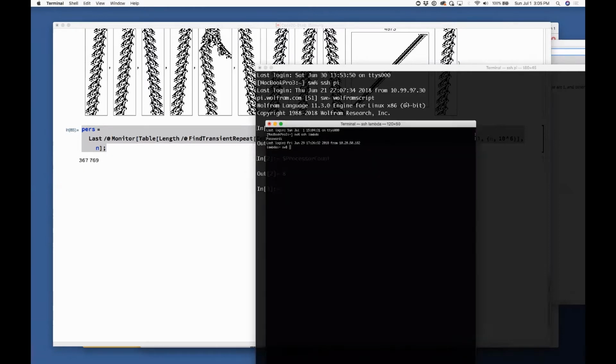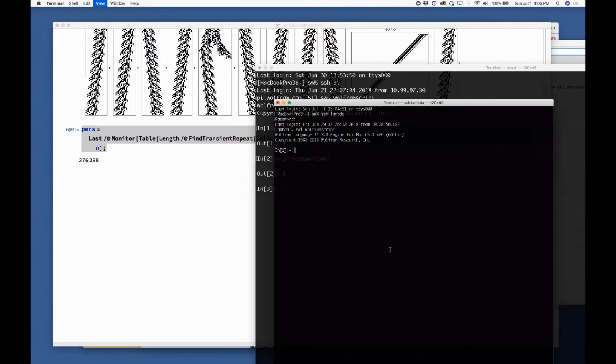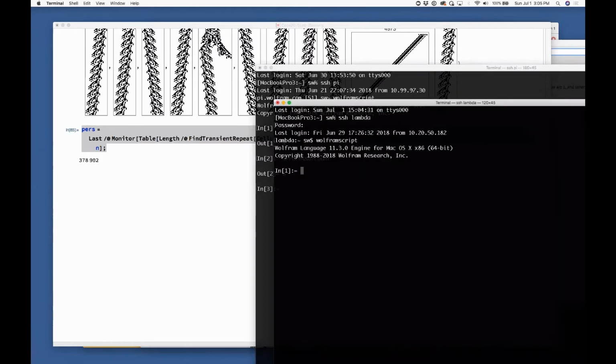Aha, that is very promising. Okay, let's see if I can run Wolfram script on Lambda. Okay, yes, that's all good. This is looking better and better. So let's say $ProcessorCount, 12. Well, we've got an 8-core machine and a 12-core machine.